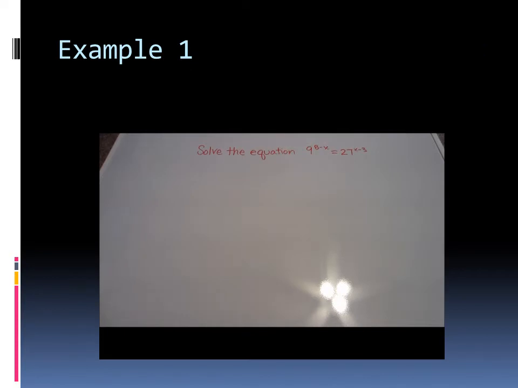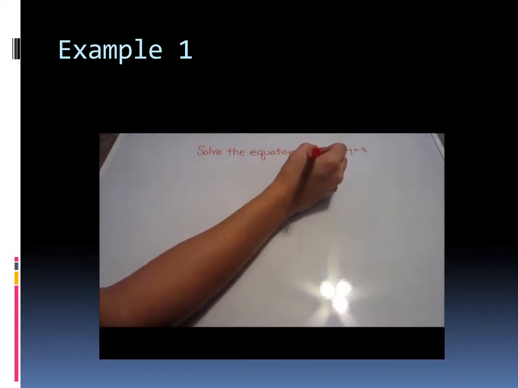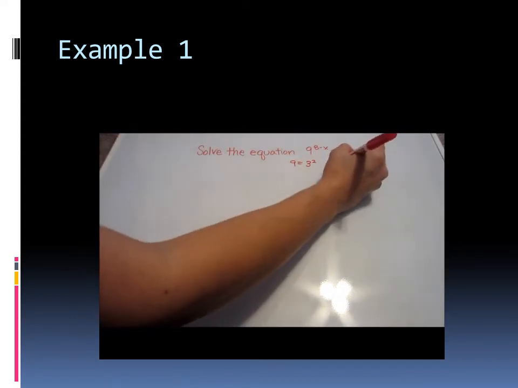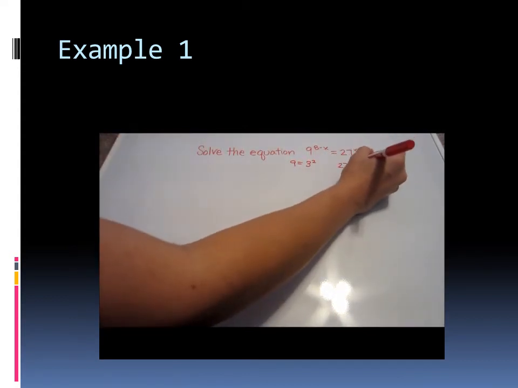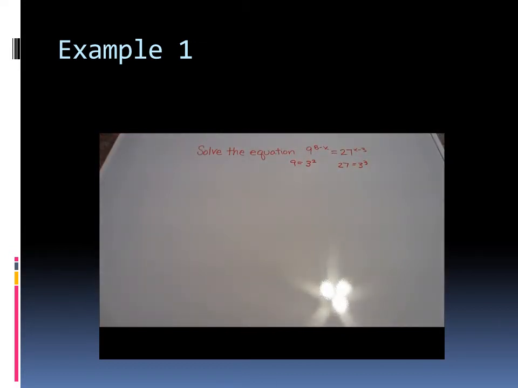Our first equation we're going to solve is 9 to the 8 minus x power equals 27 to the x minus 3 power. So remember, our first technique was to try and set these to the same base. Both of these are powers of 3. So on this side, we have 9 is the same as 3 squared. And 27 is the same as 3 cubed.